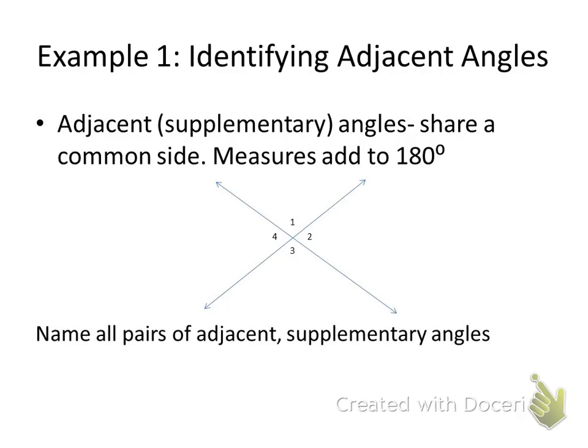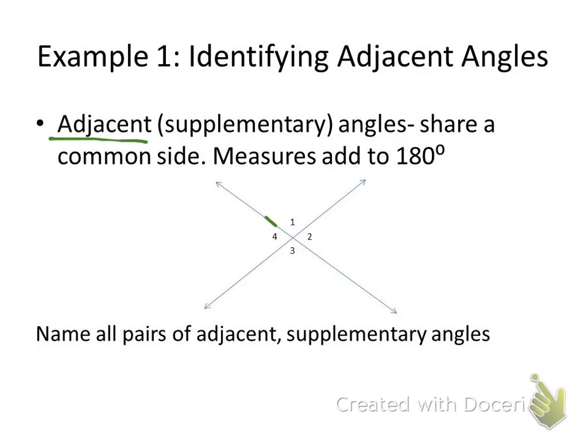In example 1, we're learning about the first type of angle. These are adjacent angles, and they're also supplementary. In the last lesson, we learned about complementary and supplementary angles. Well, there's just another name for supplementary angles, and we call them adjacent. What does that mean? It means that they share a common side, and their measures add up to 180. And I know that because they're supplementary.